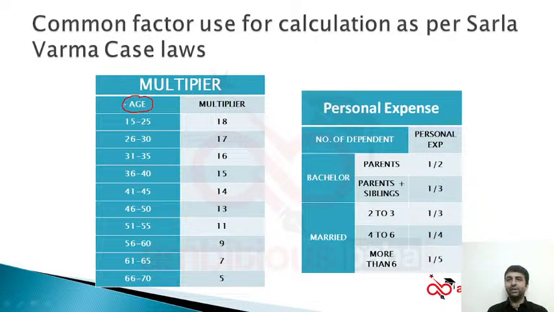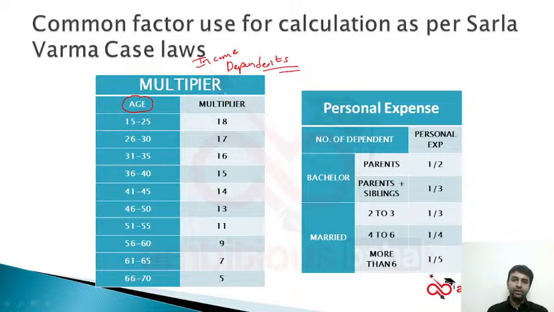Age of the person who has died, right? What are the other two factors? One is age, the other is income, yes, good. And the last factor is dependents. So these are the three basic factors which a court generally takes into consideration while arriving at the quantum of a claim.